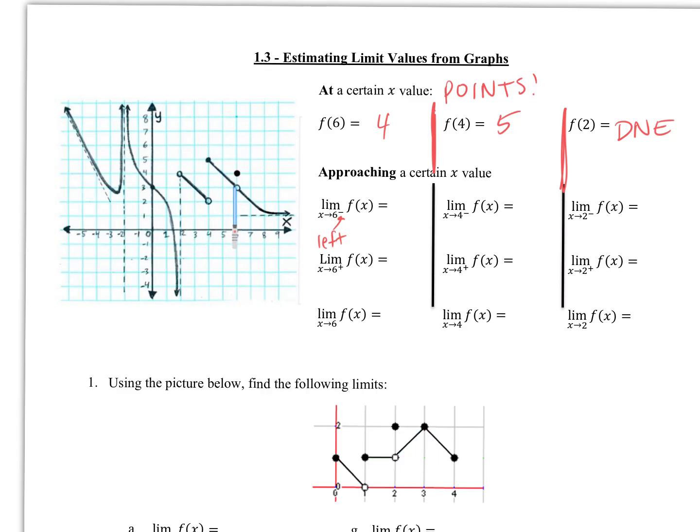If I approach 6 from the left-hand side, I'm going to end at 6 because that's what it's saying, from the left. Where did my pen end up? 3. I don't care that there's a hole. My pen ended up at 3 as I approached 6 from the left.